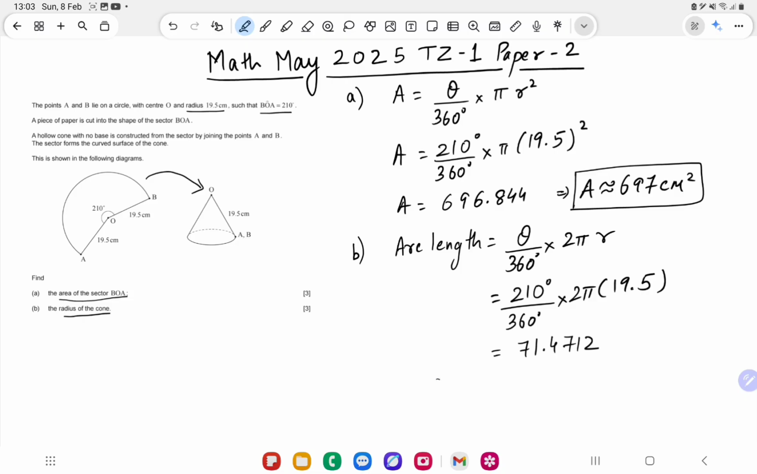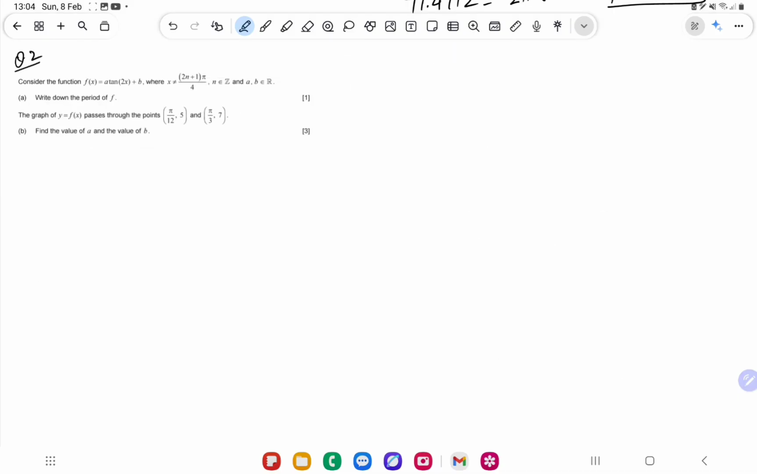Now we have to calculate the radius of the cone. We will use the circumference of the circle formula, that is 2 pi r, and the circumference here is nothing but the arc length. So I can equate it with 71.4712, that is equal to 2 pi r, and when you use your GDC, you will get your radius as 11.4 centimeter. Now let's move to the next question.